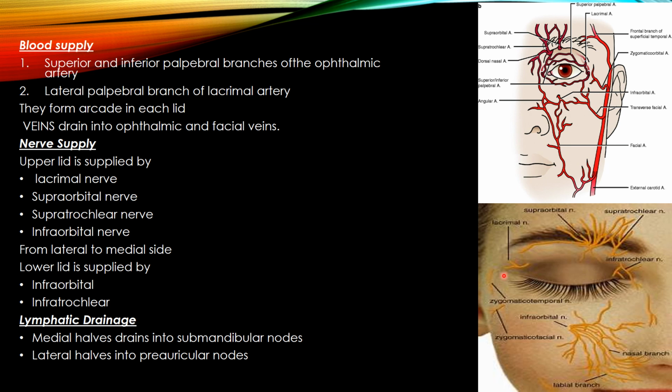Now the nerve supply of the upper eyelid, starting from the lateral side: we have the lacrimal nerve, the supraorbital nerve, the supratrochlear nerve, and part of the infratrochlear nerve. And for the lower eyelid, starting from the medial side, we have the infratrochlear nerve, the infraorbital nerve, and then some part by the zygomaticotemporal nerve.